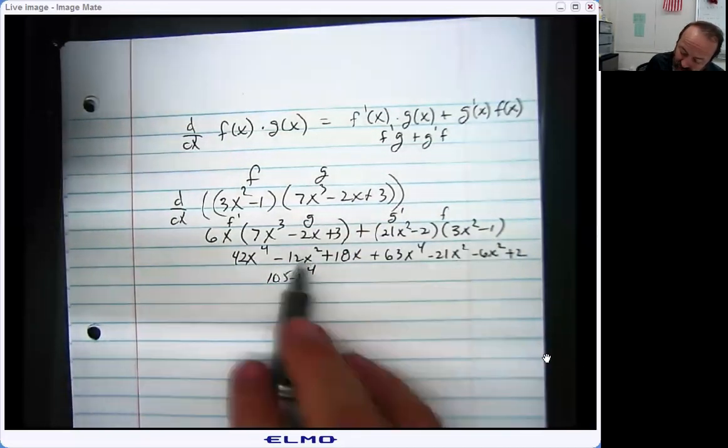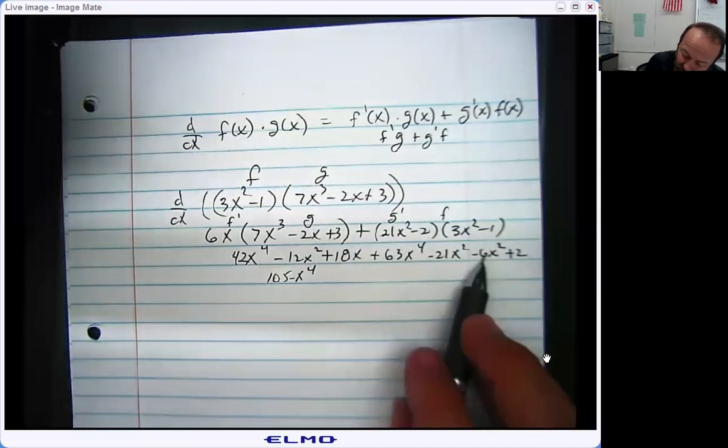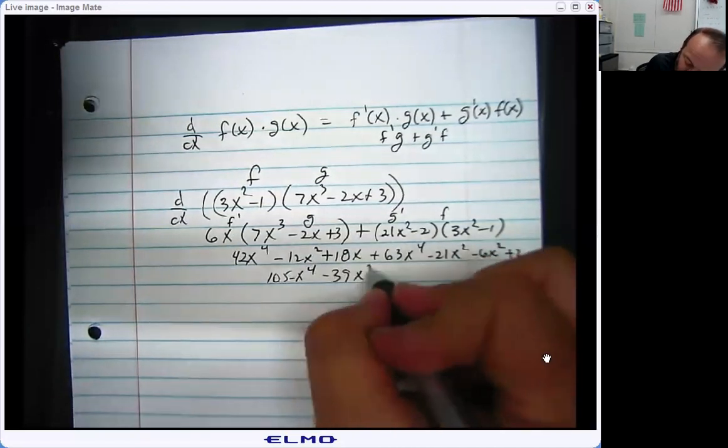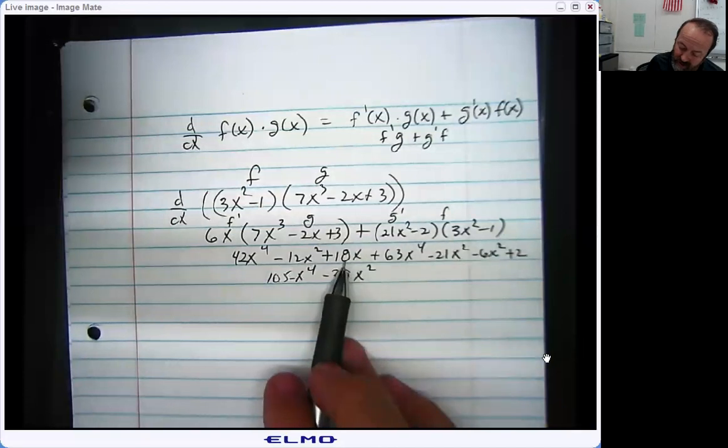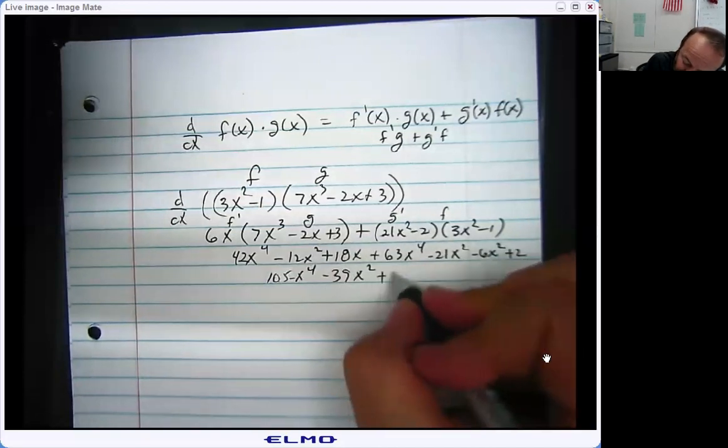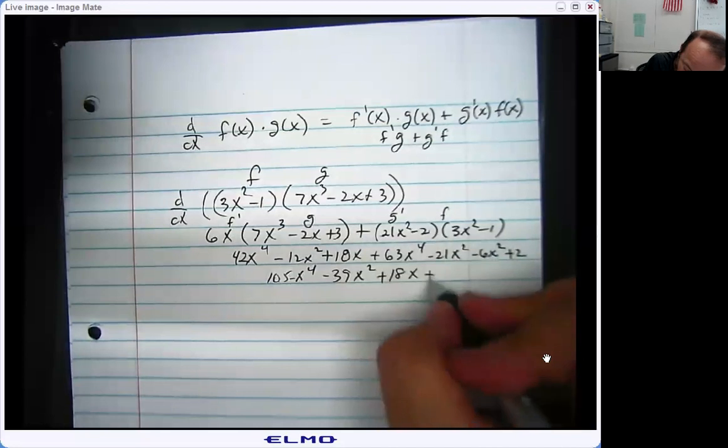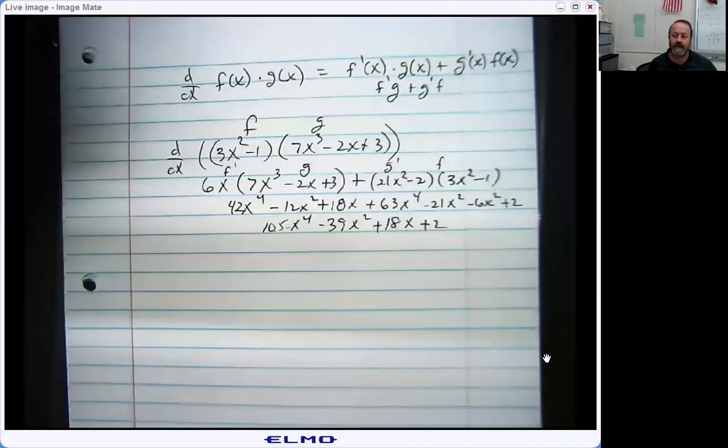So let's see, at negative 33, I think it's negative 39x squared, and I got 18x and a plus 2 at the end. Probably would have been faster to do the other way.